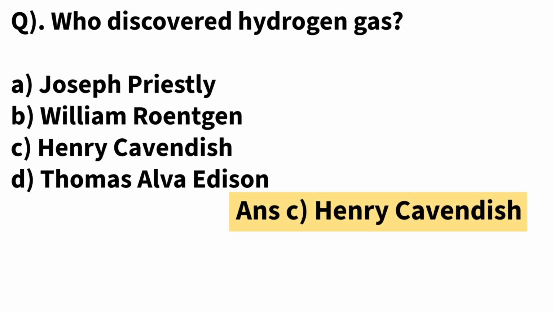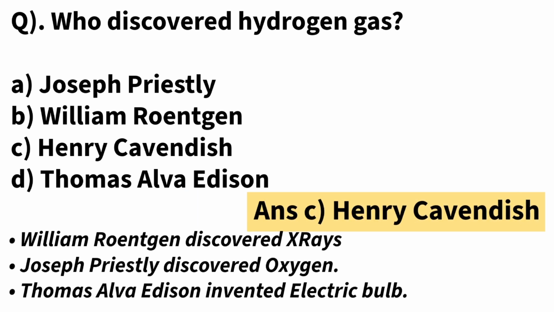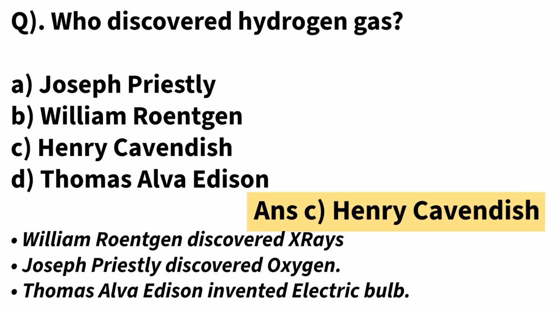Who discovered hydrogen gas? The answer is option C, Henry Cavendish. William Roentgen discovered X-rays. Joseph Priestley discovered oxygen. Thomas Alva Edison invented electric bulb.